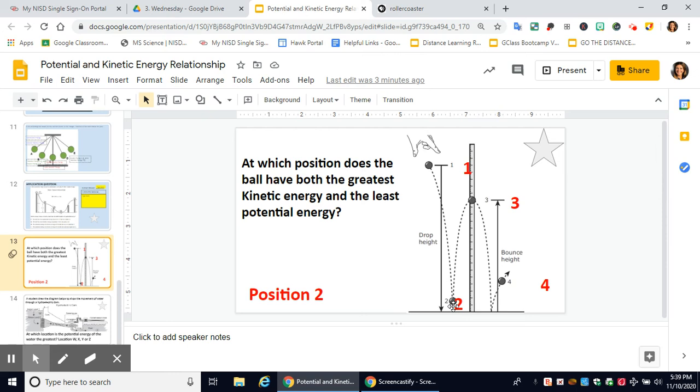the least potential energy. Now, if this question said, at what position would you have the greatest potential and least kinetic, that would be at position 1, just before you drop the ball, because potential energy is energy of elevation. The higher off the ground, the greater gravitational potential energy it has.